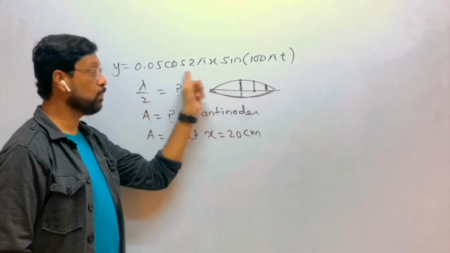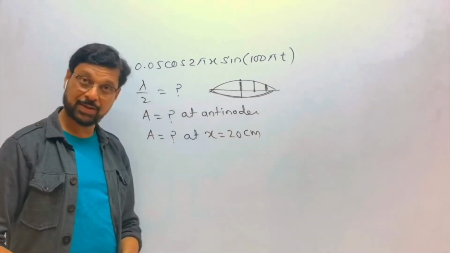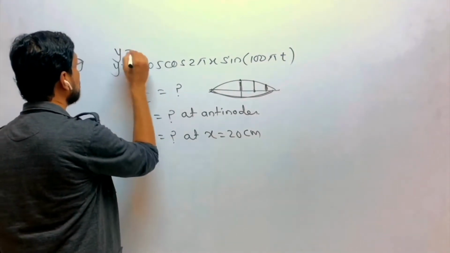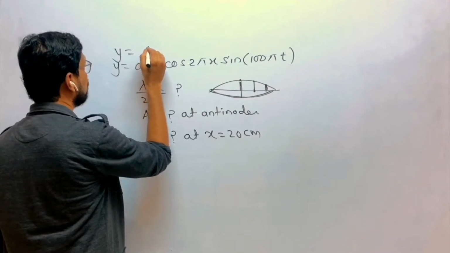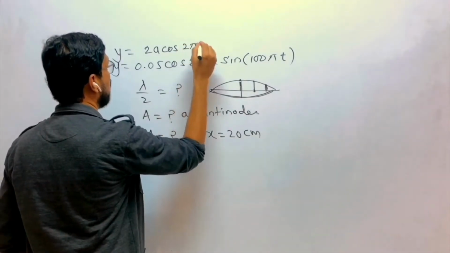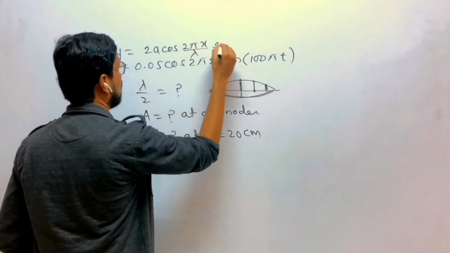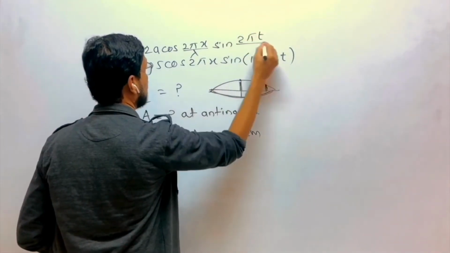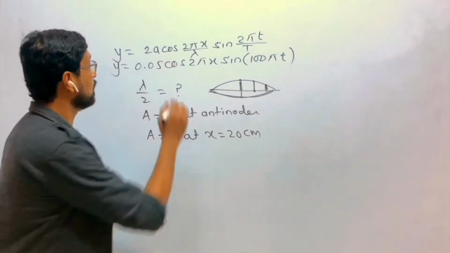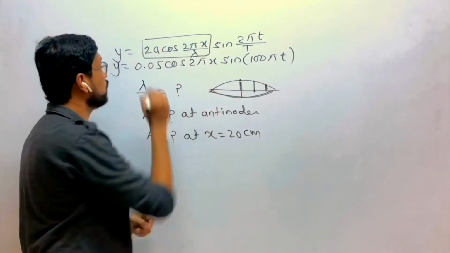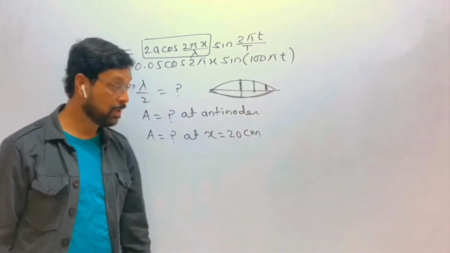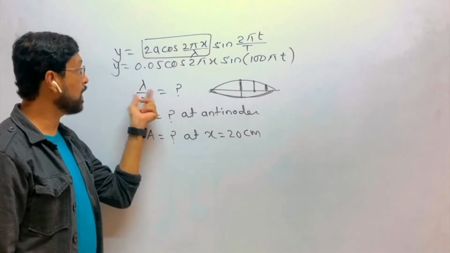Now look at this equation. Compare it with the equation of a stationary wave. क्या थी equation of a stationary wave? Y is equal to 2a cos 2 pi x by lambda sin 2 pi t by T. Do you remember this? This is the amplitude of the stationary wave and this is the phase. Now comparing this, you have to find lambda.